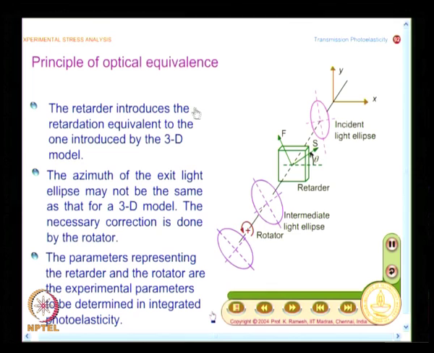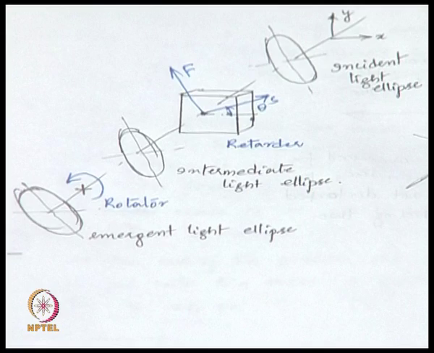So, the retarder does the job of modifying the incident light ellipse to the exit light ellipse, but it may not guarantee the azimuth being the same. Whatever the correction that is necessary is done by the rotator. So, experimentally you determine the parameters representing the retarder and the rotator. So, I will have to determine 3 quantities when I go to 3 dimensional photoelastic analysis, not one quantity, and its interpretation as a physical variable is very challenging, it is not simple.